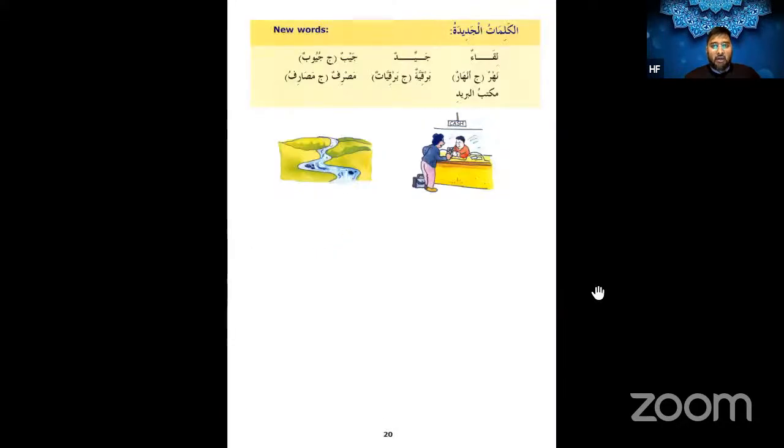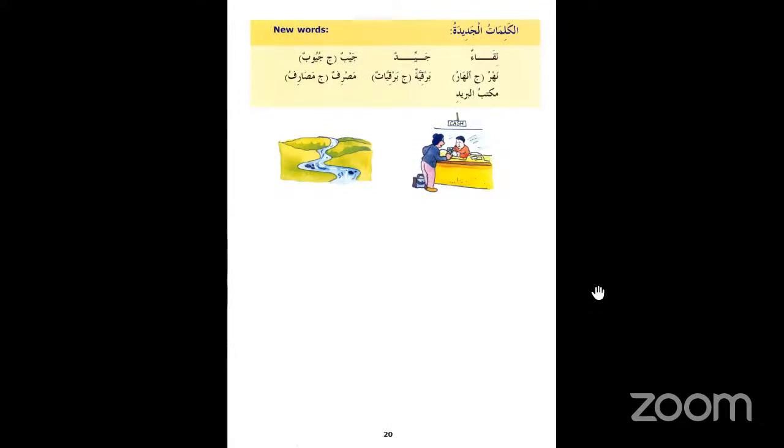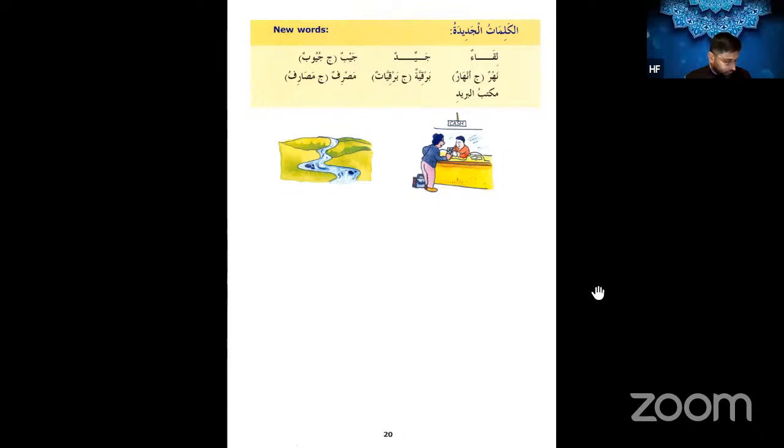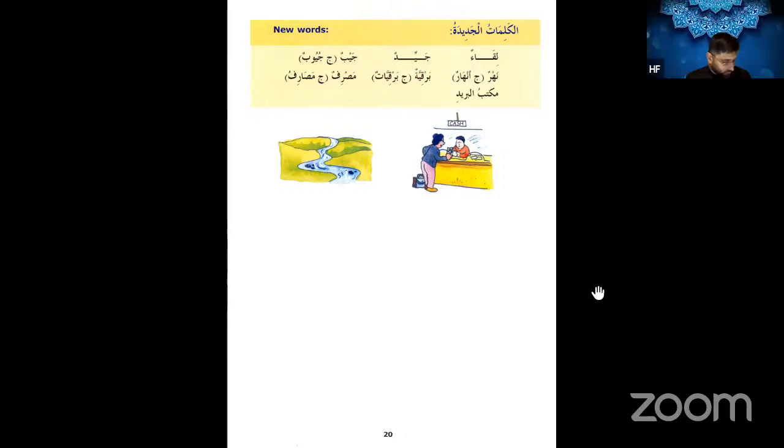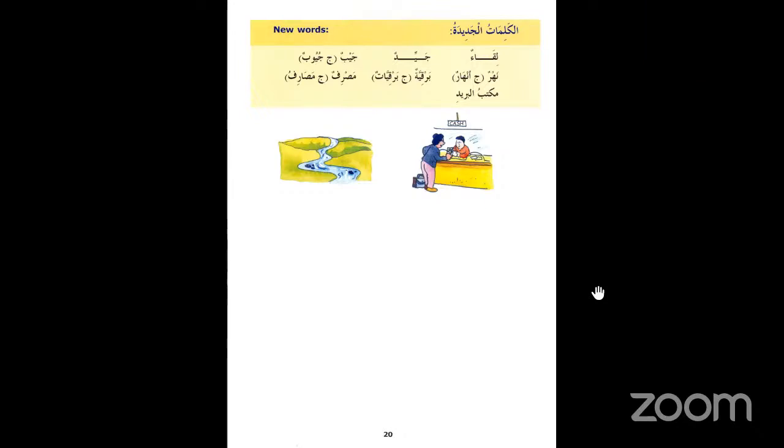And can you do the al-kalimat al-jadidatu? Al-kalimatul jadidatu, the new words. Liqa'un, meeting. Jayyidun, plural is jayyidun. Jaybun, plural is juyubun. Nahrun, plural is anharun.